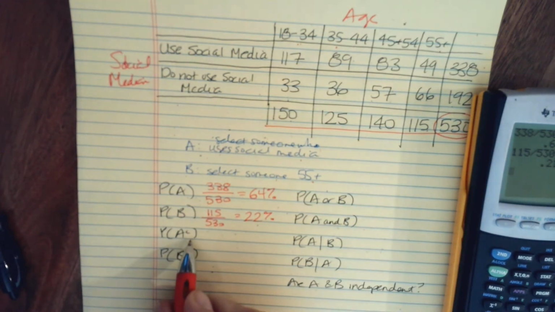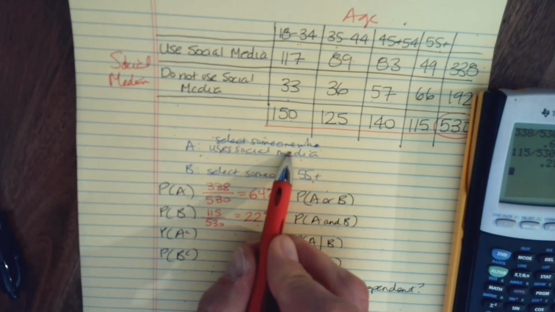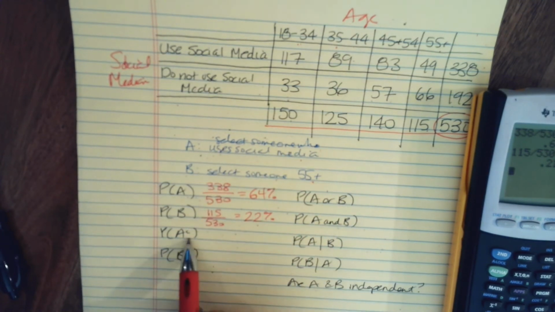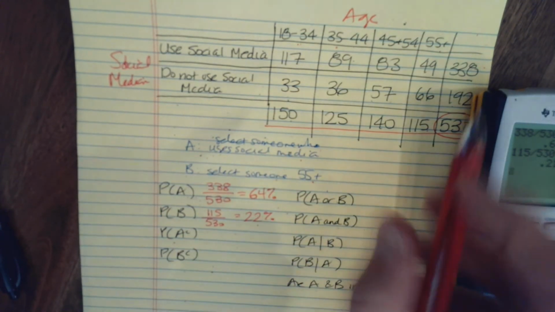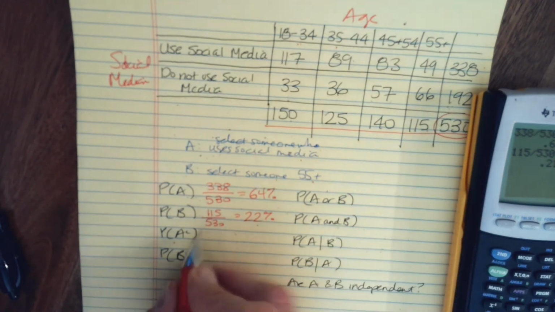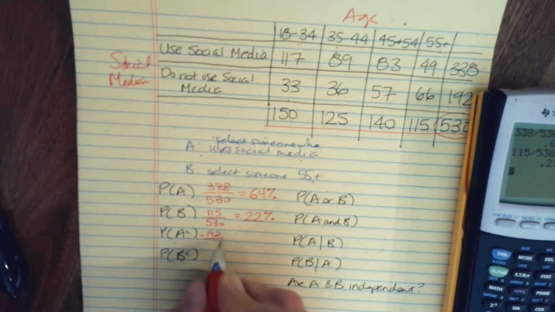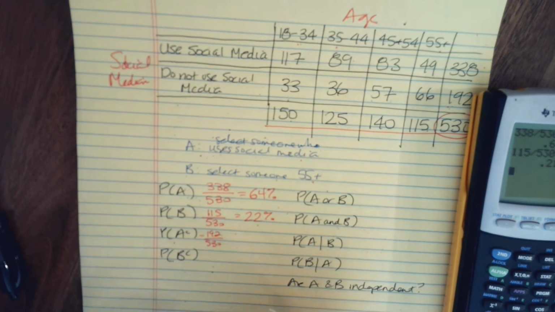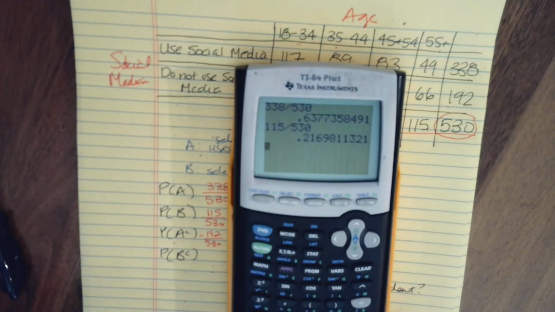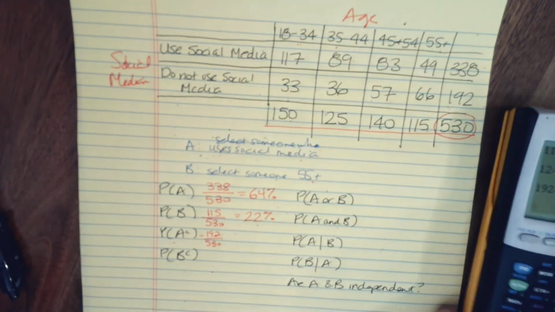A's complement would be, A was that you use social media, so the complement would be that you don't. And so there are 192 out of 530. That's easy enough to calculate, 192 divided by 530, and that's about 36%.